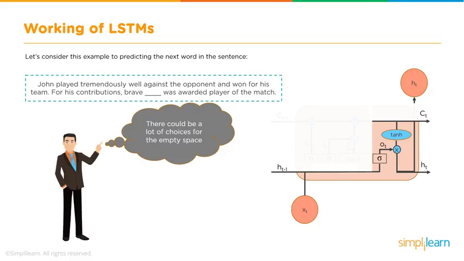John played tremendously well against the opponent and won for his team. For his contributions, brave, blank was awarded player of the match. There could be a lot of choices for the empty space.